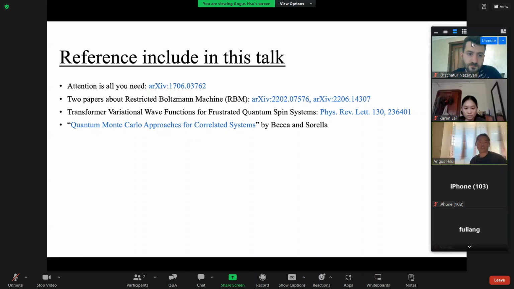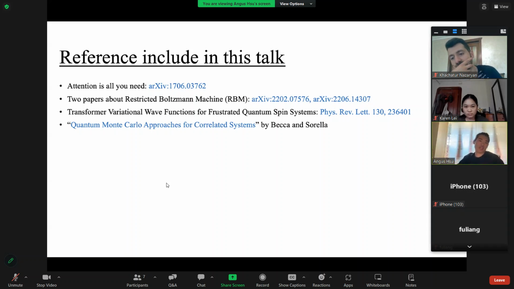That's where the transformers came from, and in their paper you can find all the network details. And the two papers about the restricted Boltzmann machine, because the idea of using neural network quantum states to represent the ground state wave functions originally came from the restricted Boltzmann machine. They just swapped the RBM out with the transformer. So obviously the PRL paper, the transformer, and quantum Monte Carlo.